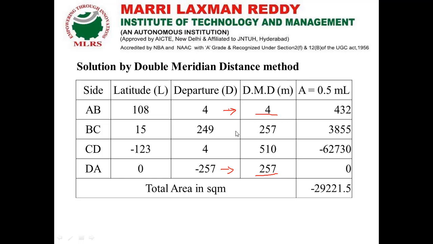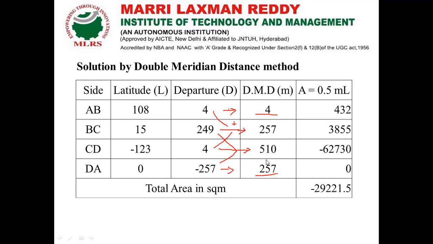But for intermediate lines, that is BC and CD, we have to add the previous departure and the next departure. So 249 plus 4 plus 4, so that we are getting 257. Similarly, when we come for this line, 249 plus 4 plus 257. We never bother about sign; we have to take it as positive. Then we are getting the value as 510.